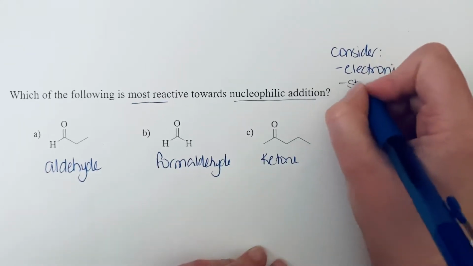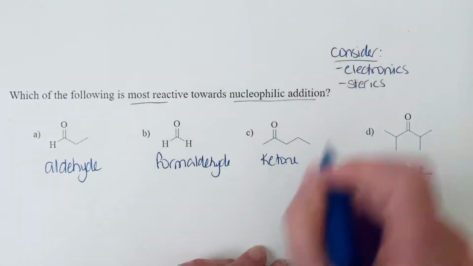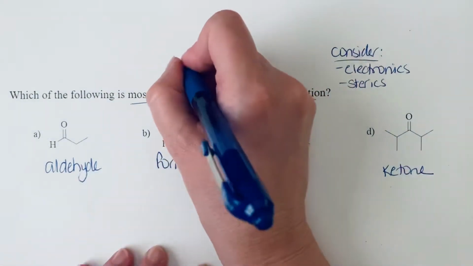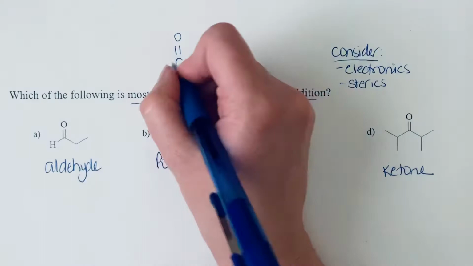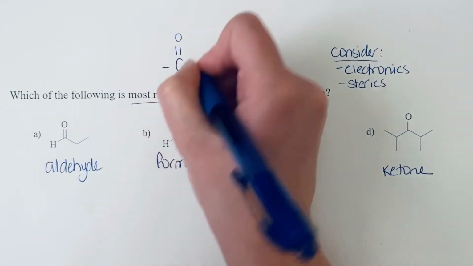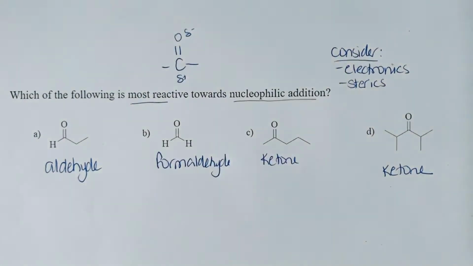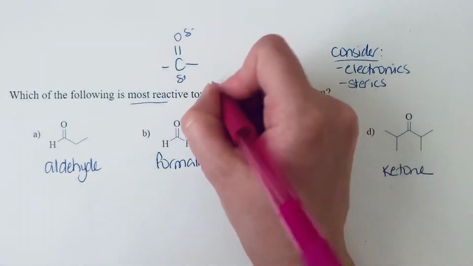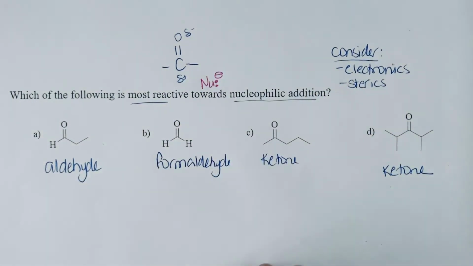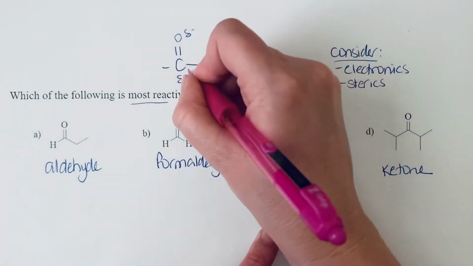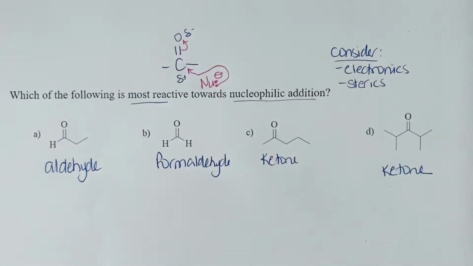and sterics. Okay, so we're looking at towards nucleophilic addition. So what that means is we're looking at the carbonyl carbon as being an electrophile, so partially positive, and this being partially negative. So what would happen if we have a nucleophile, so let's just put a generic nucleophile. So we're talking about this nucleophile reacting with the carbonyl carbon and pushing electrons up onto that carbonyl oxygen.